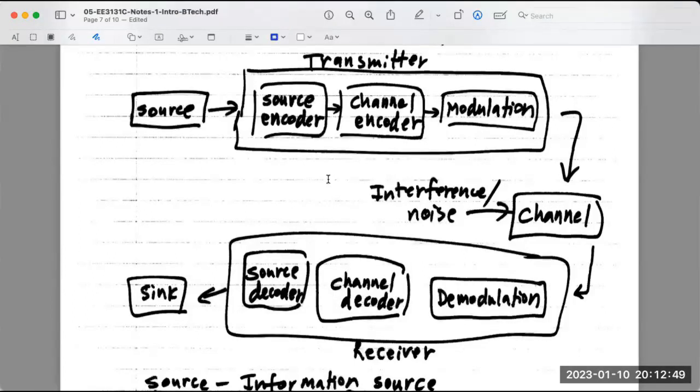Then you go through some noisy channel. There's a channel, there's some noise, and at the receiver, you're going to undo all of these. You're going to undo the demodulation, the channel encoding, and the source encoding, and then eventually you push it to the sink. Now you've got to wonder, what's the purpose of this stuff? Okay, so I'm going to tell you. The source encoding is data compression. What we mean by data compression is that it removes redundant information.